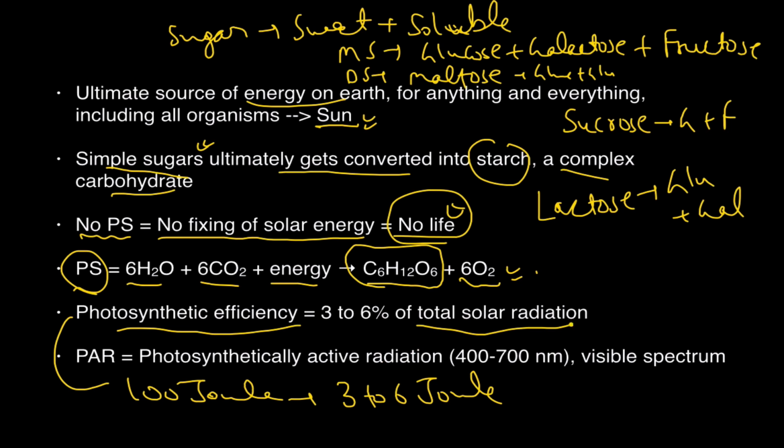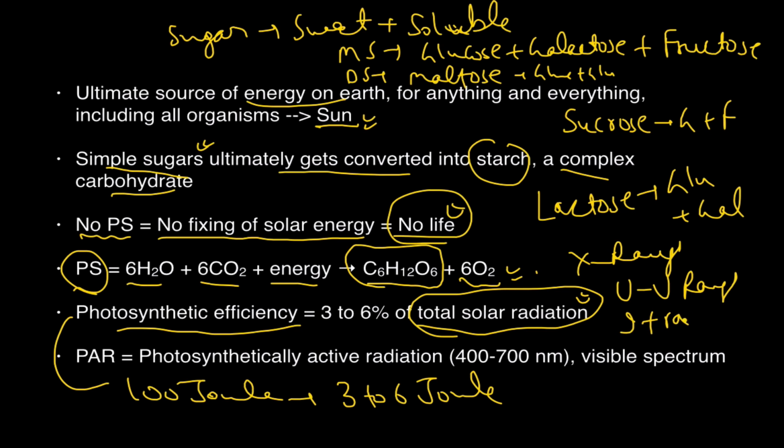However, this is total solar radiation. Entire radiation is not utilized. There will be X-rays, there will be UV rays, and there will be infrared rays which are not utilized at all. Is that understood? So only the photosynthetically active radiation is utilized.